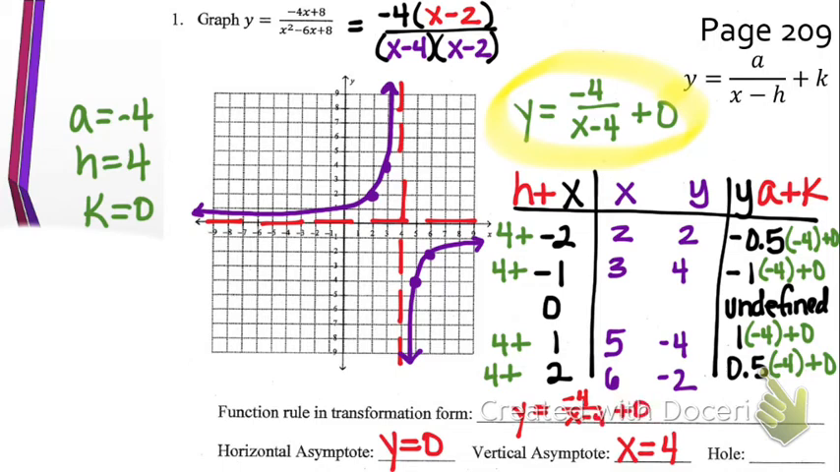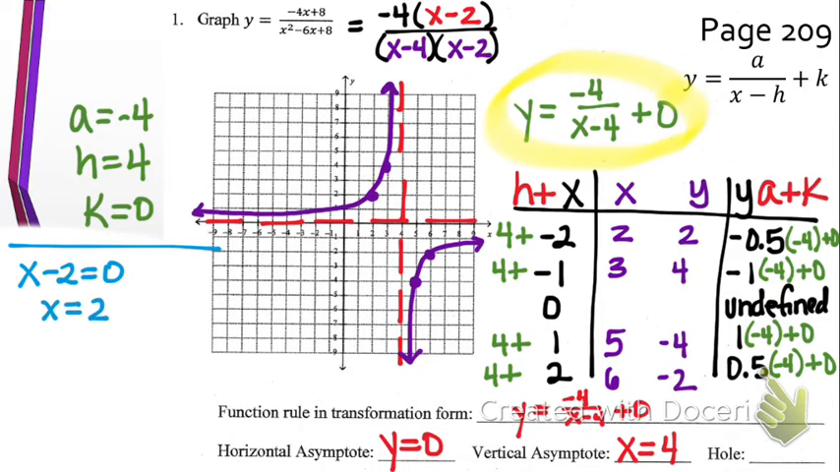Okay, so now let's talk about this. Now this is where we take what we canceled, set it equal to 0. So what I canceled was x minus 2. So take that x minus 2. Set that equal to 0. You should get x equals 2.